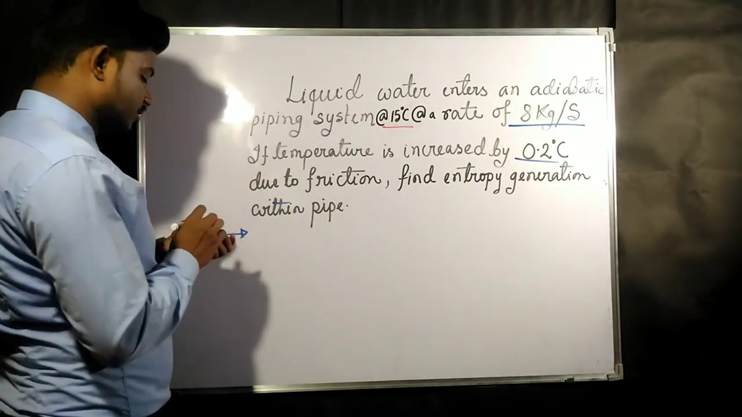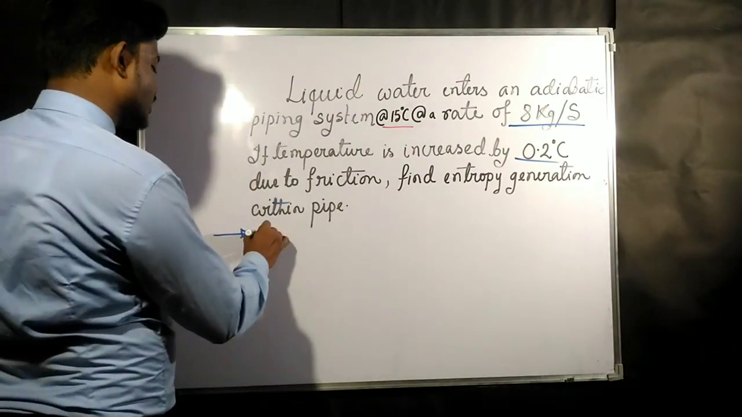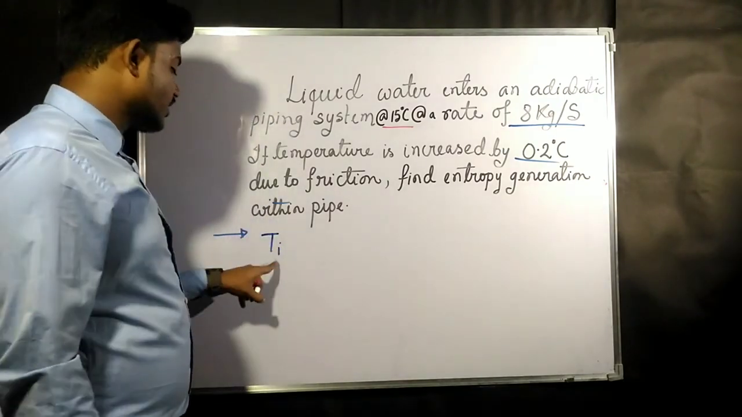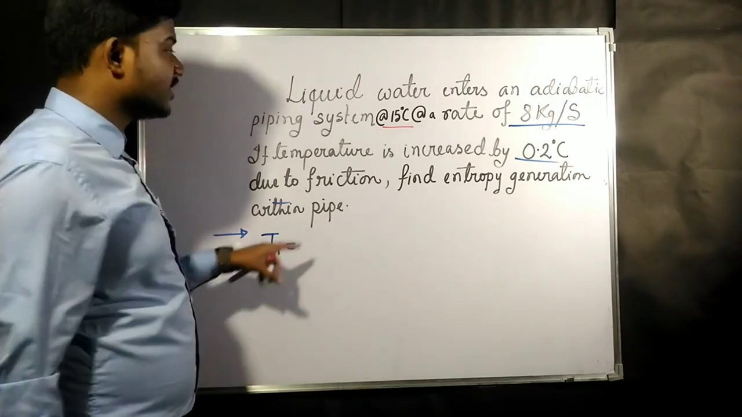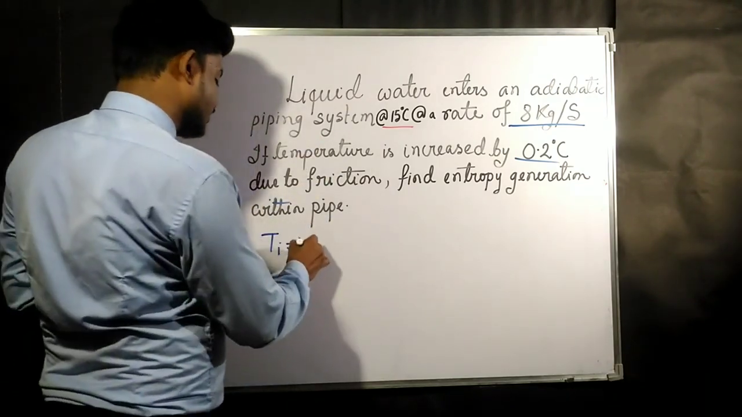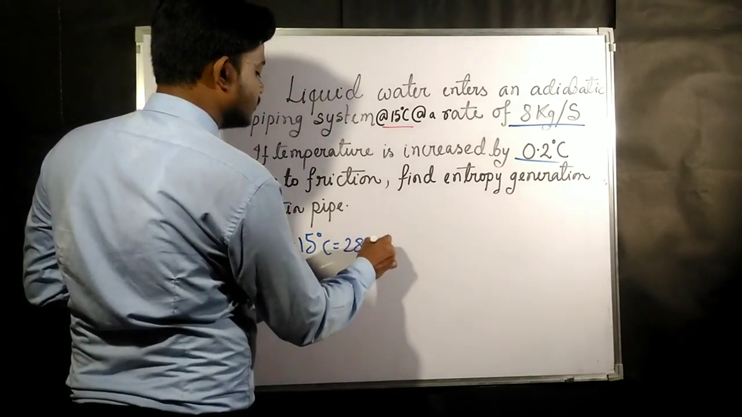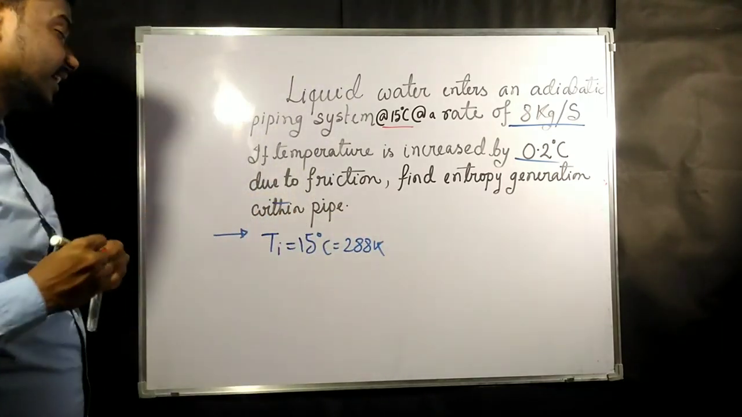If we want to find the entropy change, the first thing we need to know is the initial temperature of the water. What is the initial temperature? They have given it as 15 degrees centigrade, which is equal to 288 Kelvin.